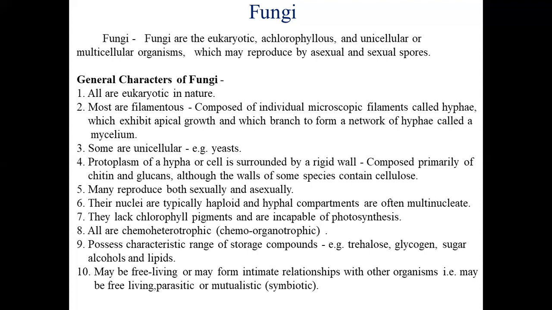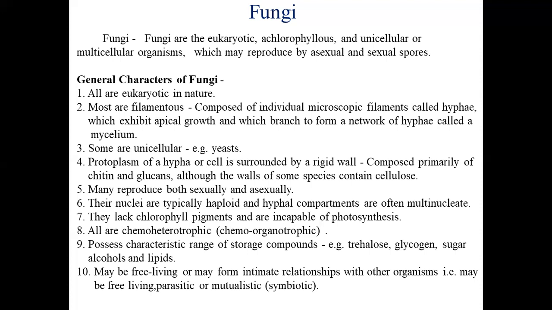Many reproduce both sexually and asexually, and some by vegetative reproduction also. Their nuclei are typically haploid, and hyphal compartments are often multinucleated. Haploid in nature, and multinucleate means not a single nucleus but more than one nucleus. Both male and female nuclei components are there. That's why it is known as haploid. They lack chlorophyll pigments and are incapable of photosynthesis. I have already told you that in the definition.